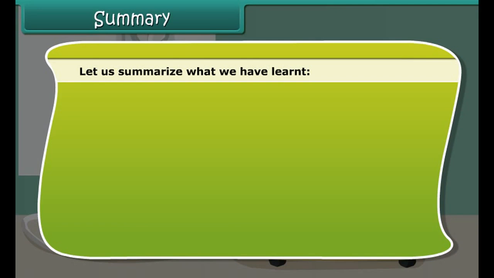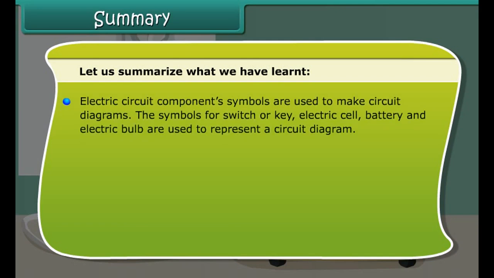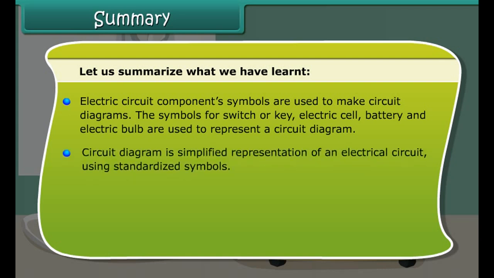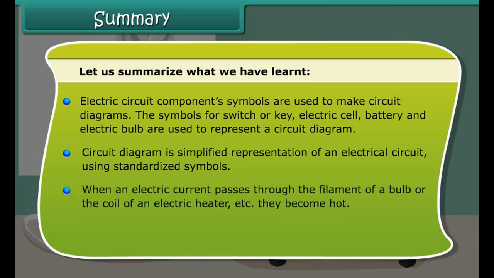Let us summarize what we have learned. Electric circuit component symbols are used to make circuit diagrams. The symbols for switch or key, electric cell, battery, and electric bulb are used to represent a circuit diagram. Circuit diagram is a simplified representation of an electrical circuit using standardized symbols. When an electric current passes through the filament of a bulb or the coil of an electrical heater, etc., they become hot.